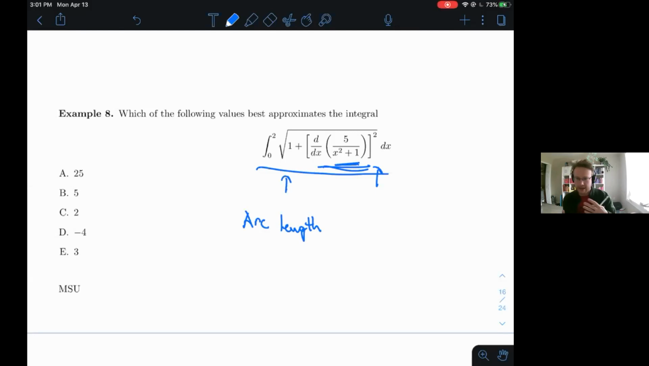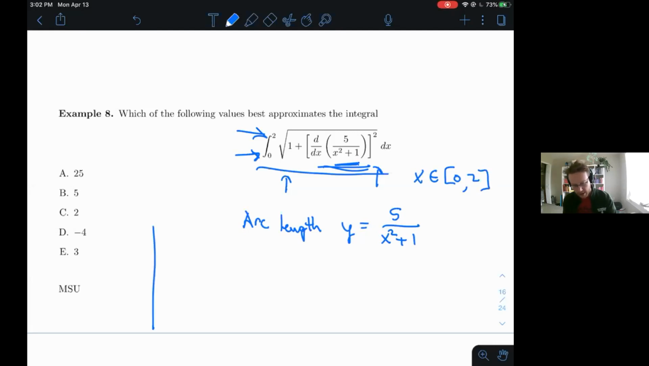Notice that it didn't even evaluate this out. So it's the derivative of this equation, 5 over x squared plus 1. So it's the arc length for this function, y equals 5 over x squared plus 1. And notice we're on the interval from 0 to 2, so as x ranges from 0 to 2. Let me draw maybe a quick little picture to go along with this, and we'll approximate the arc length.